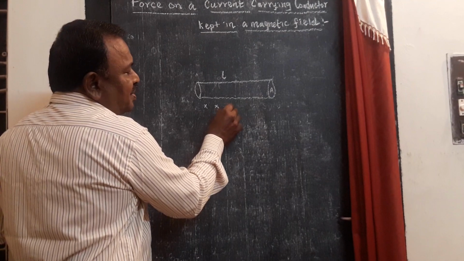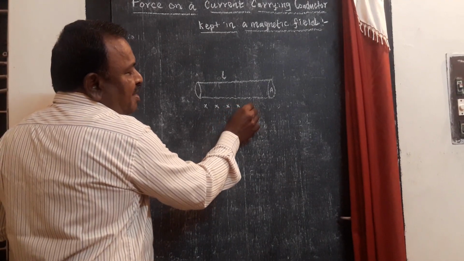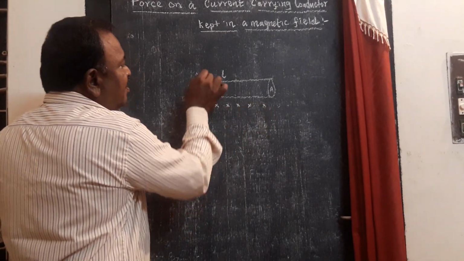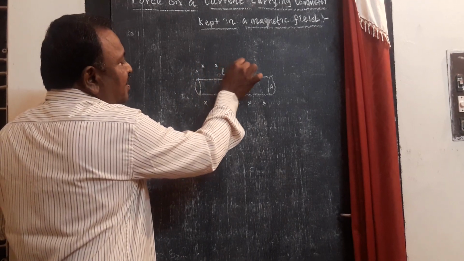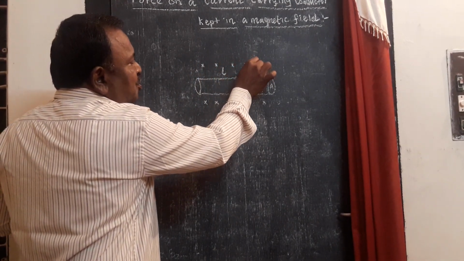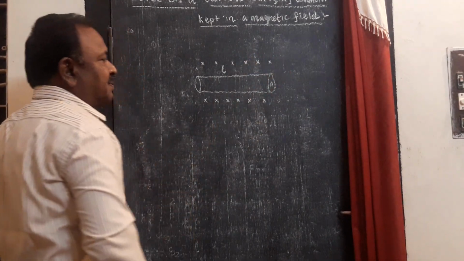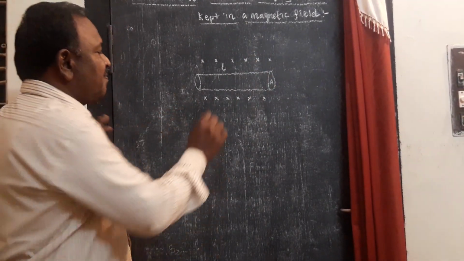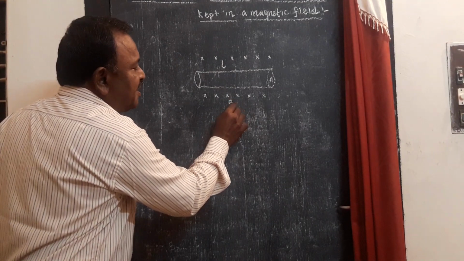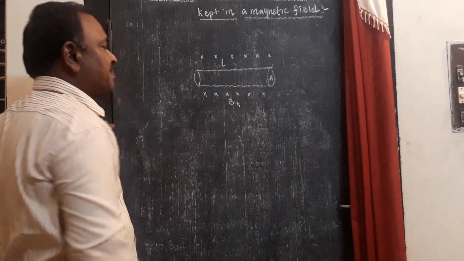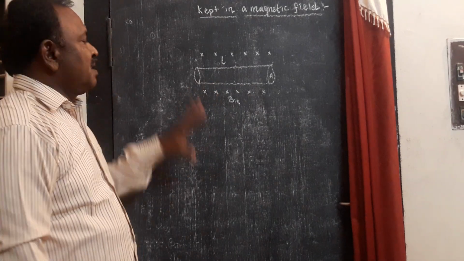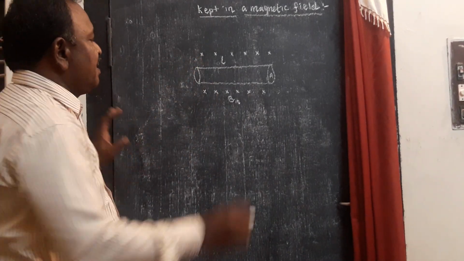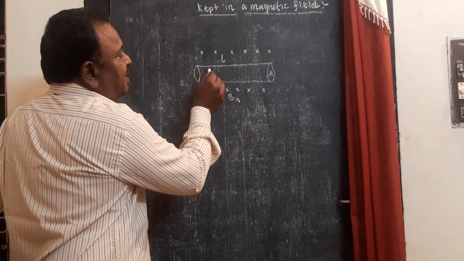I am representing the magnetic field by crossed points. Every cross point represents the magnetic field. This magnetic field is acting inwards, perpendicular to the plane of the blackboard. In this magnetic field, this conductor is kept.